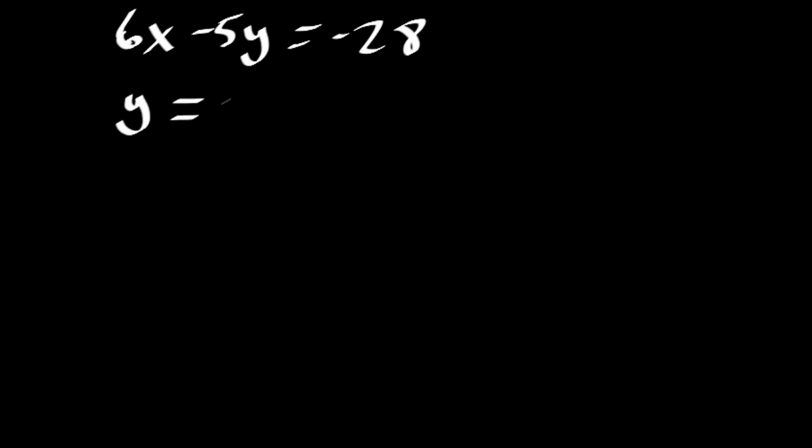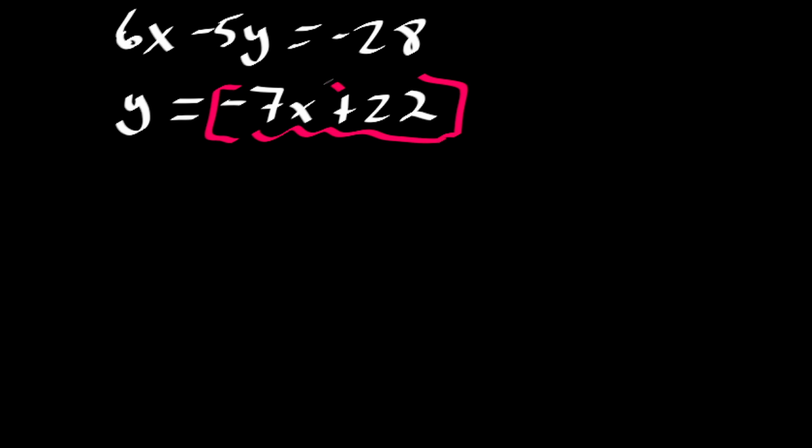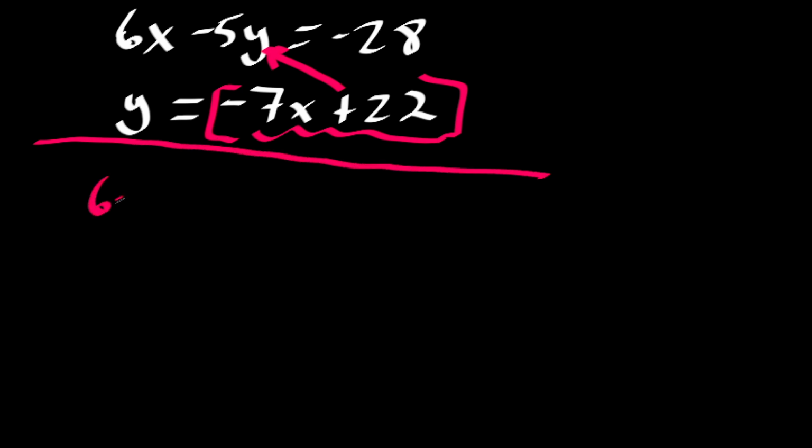So 6x minus 5y equals negative 28. And then we changed our second equation to y equals, we said it was negative 7x plus 22. So once again, we're just doing simple substitution here. We're saying y is equal to this entire expression. So this entire expression is going to replace this y value in the original equation. Well, the top equation. So 6x minus 5.